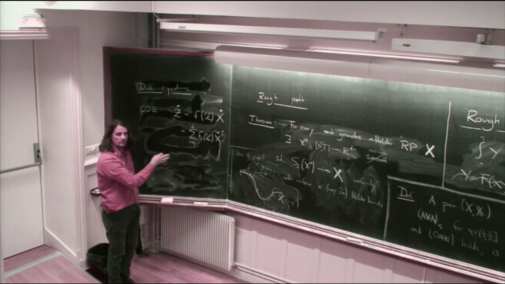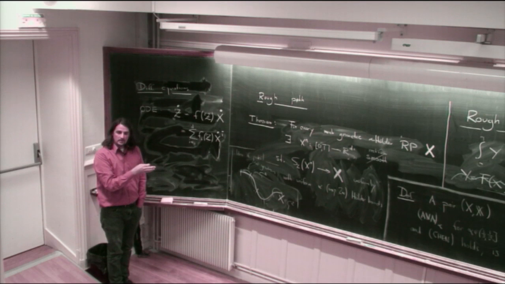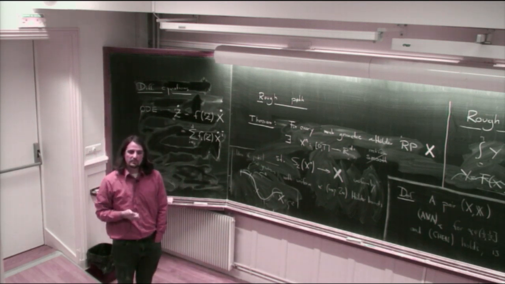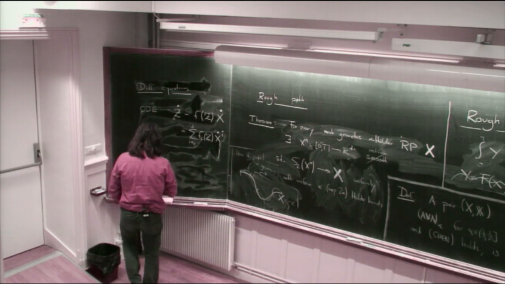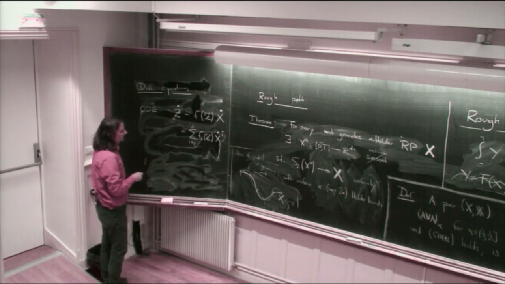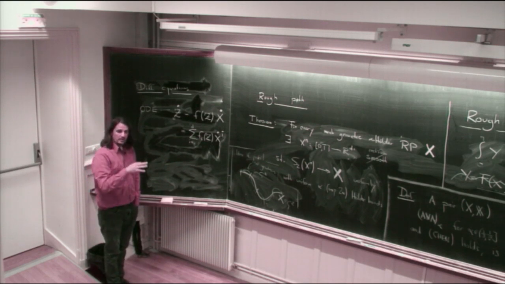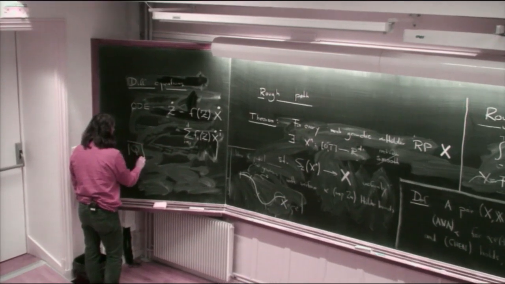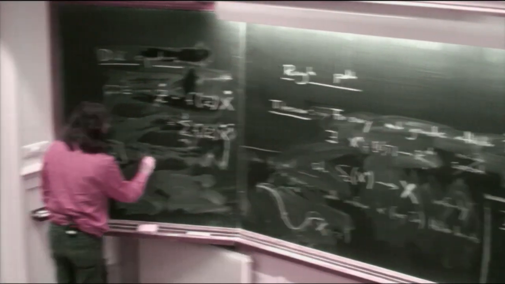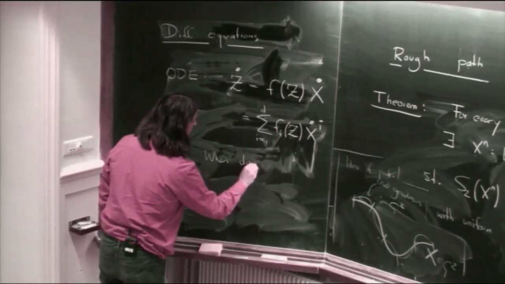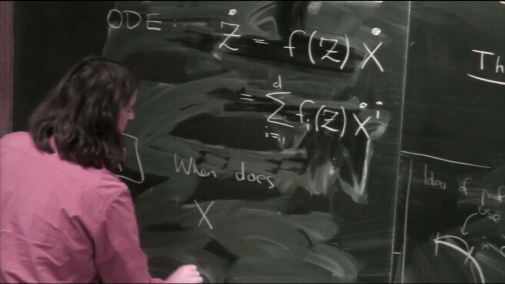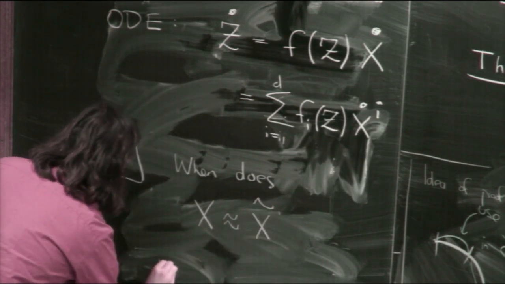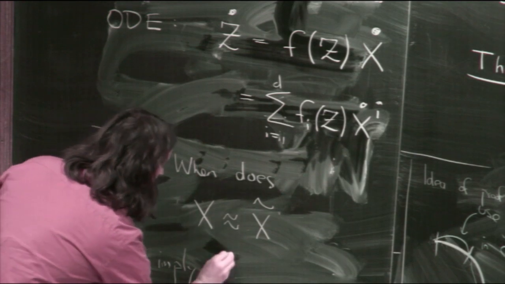So this is a typical situation in control theory. You have d vector fields, you have a d-dimensional driver, and your robot arm, you can move it around, or whatever example you have in mind. So, it's a very natural question to understand when is it true that similar inputs will lead to similar outputs. So a natural question here is, when does x close to x tilde imply z close to z tilde?